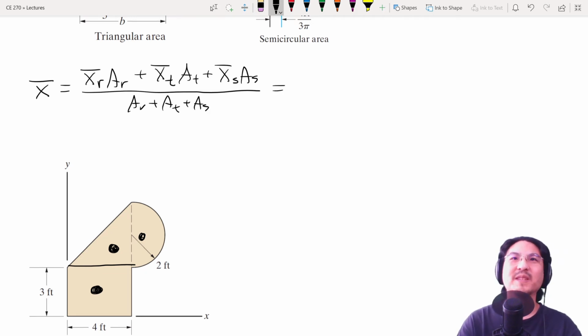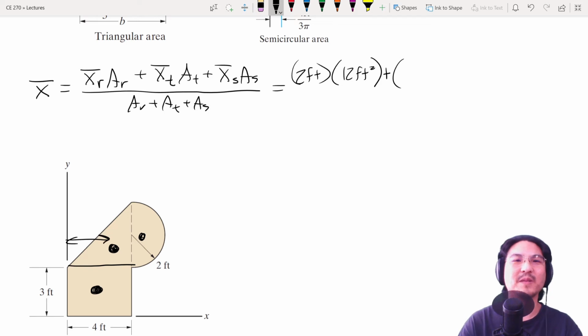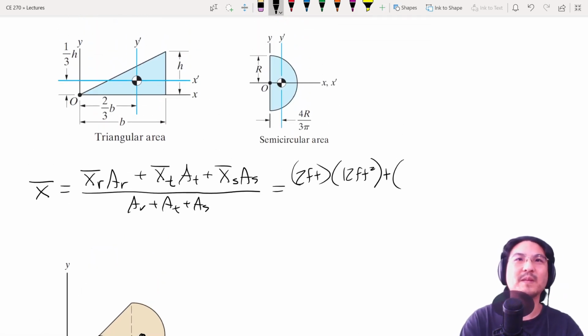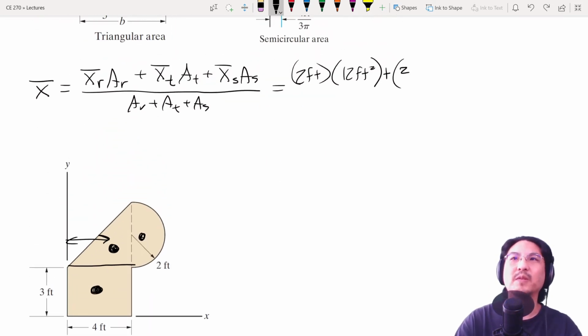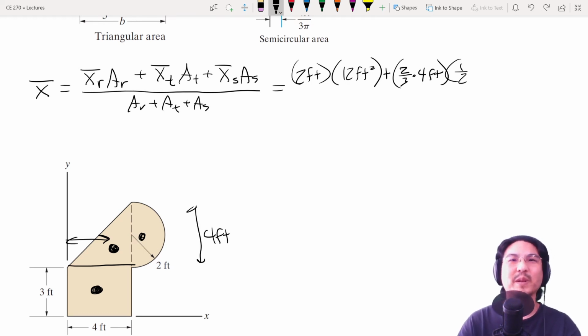So let me just plug in numbers. For the rectangle, it's in the middle, right? So right here, 2 feet. What's the area of the rectangle? 3 times 4, 12. Plus the centroid of the triangle. It's 2/3 of the way over, so 2/3 of 4 feet. And then what's the area of the triangle? 1/2 base times height. So the base is 4 feet, right? Because this radius is 2.